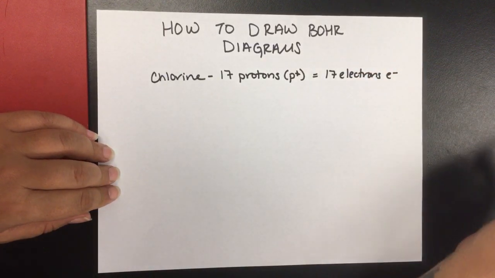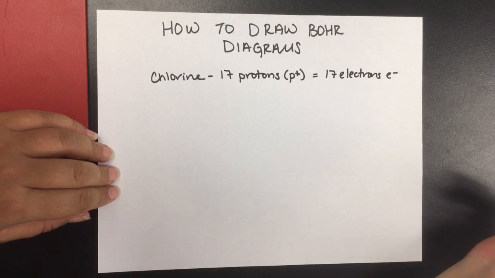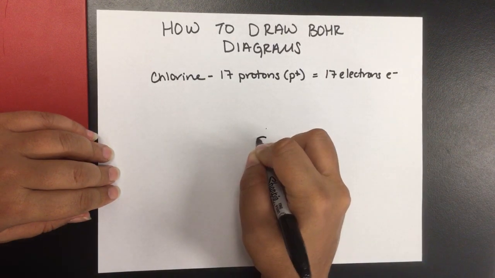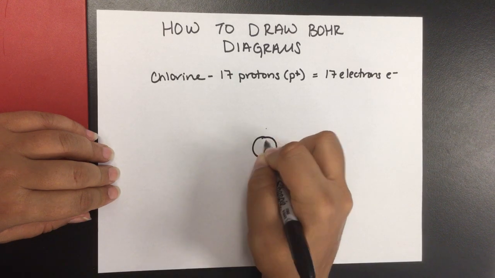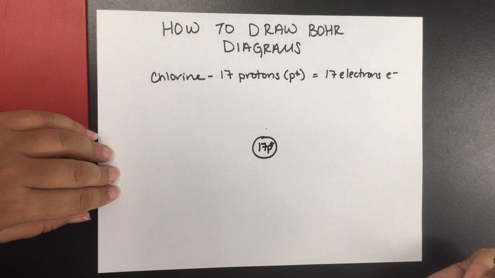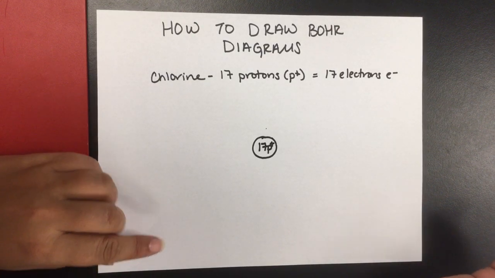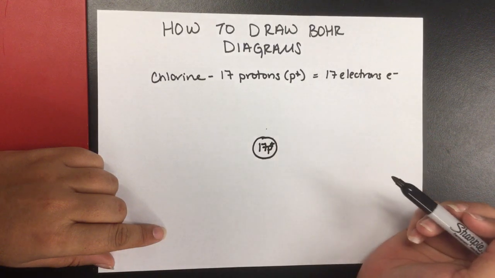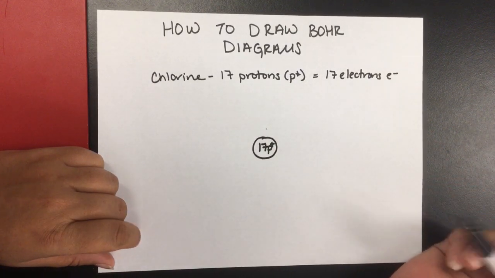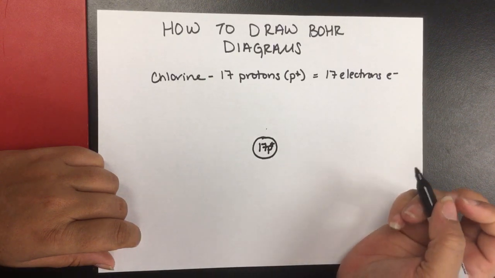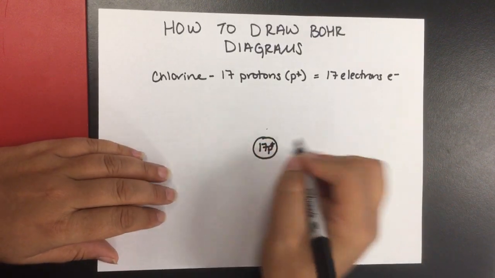Okay? So once I know how many electrons I have, the very first thing you want to do is draw the nucleus of the atom, and inside of that write how many protons that atom has. So again, since I have 17 protons, I know that I have 17 electrons, so I have my number of electrons determined, and now I can start placing my electrons into their different energy shells.